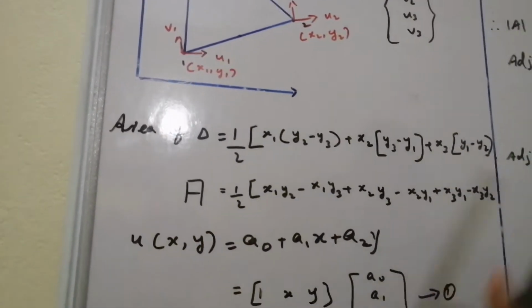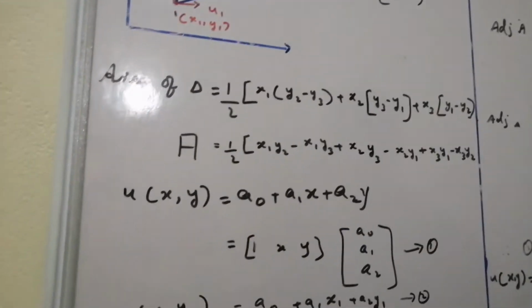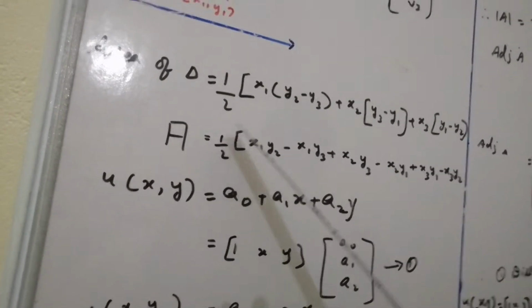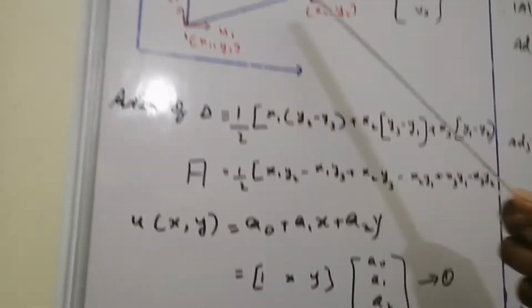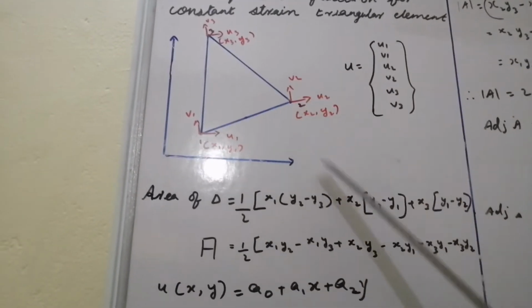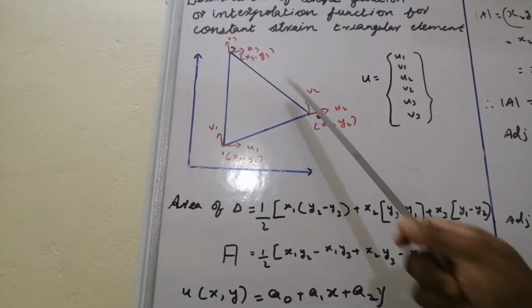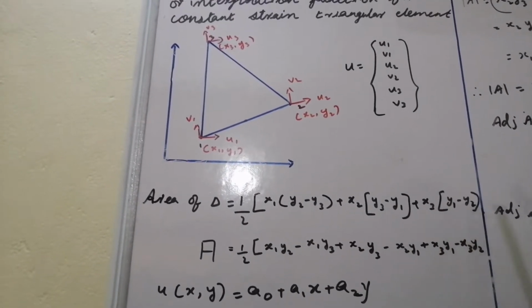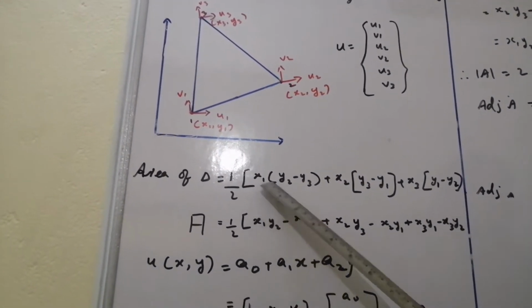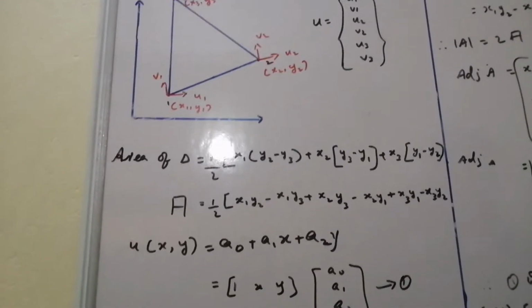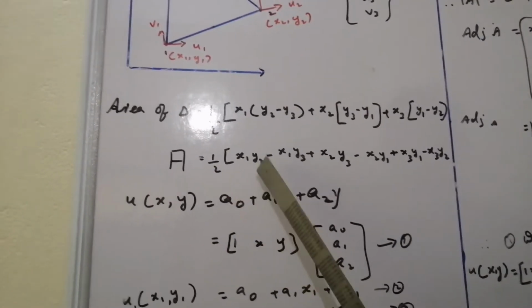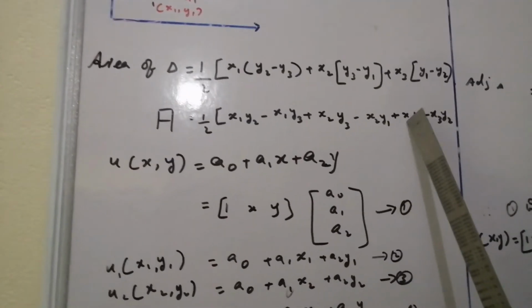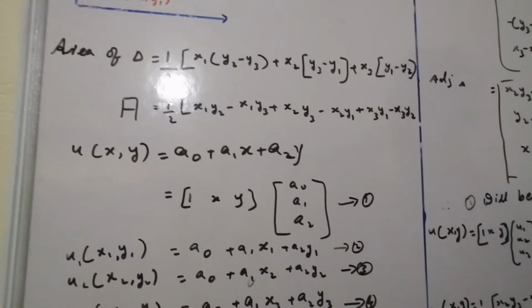And we know that the area of triangle, if the coordinates are given, equals half into x1 into (y2 minus y3) plus x2 into (y3 minus y1) plus x3 into (y1 minus y2). We are removing the brackets. So half into x1 y2 minus x1 y3 plus x2 y3 minus x2 y1 plus x3 y1 minus x3 y2.